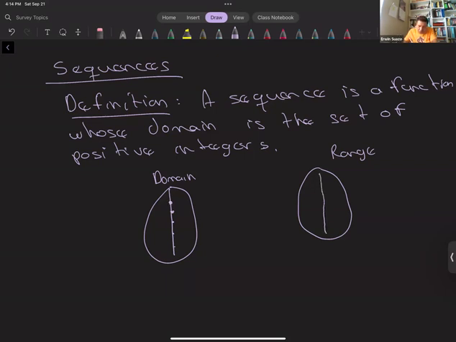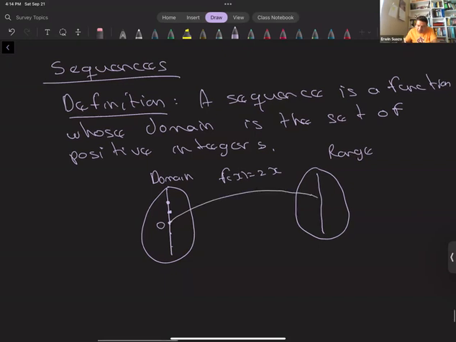So for example, a function could be f of x equals 2x. So if x is 0, the function gives 2 times 0, which is 0. If you have 1, 2 times 1 is 2. If you have 2, 2 times 2 is 4. So 2, 4. Okay.